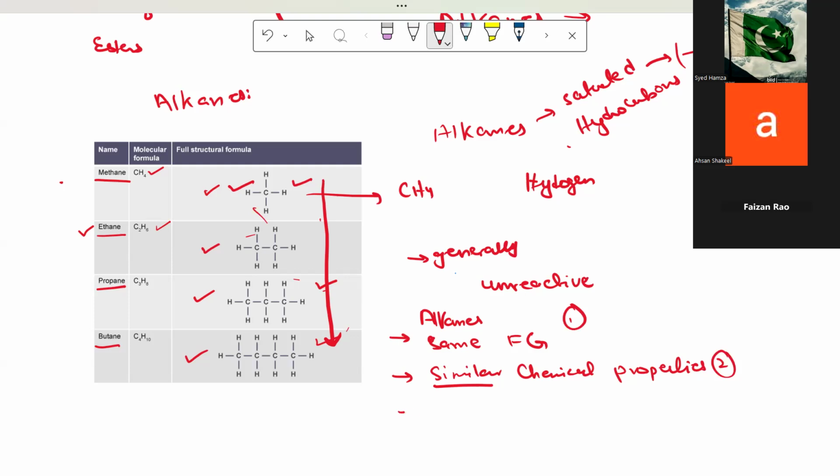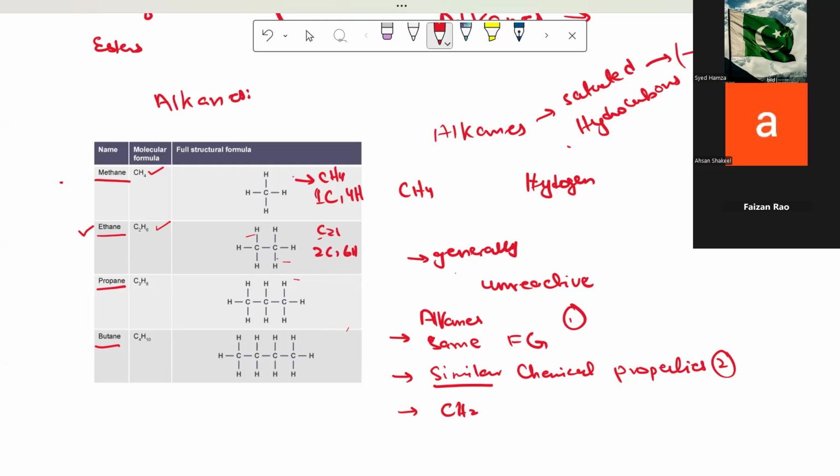The third idea is that when we are talking about all of the compounds in an organic, or you can say homologous series, every next element is going to differ by a CH2 unit. What does that mean? If I look at here, the first element is CH4, you have one carbon and four hydrogens. If I look at the next molecule, you have two carbon and six hydrogen.